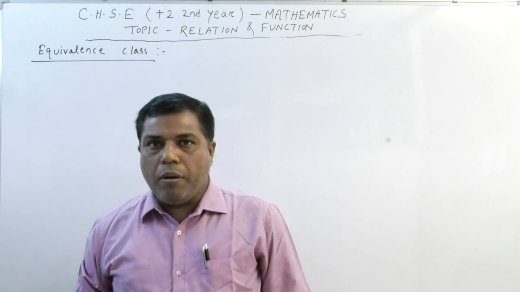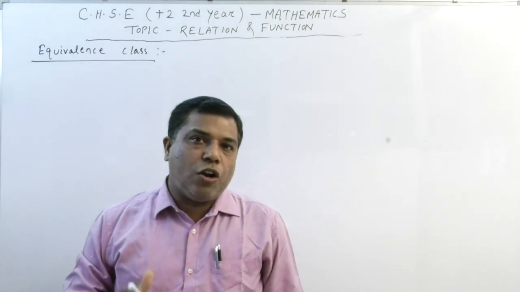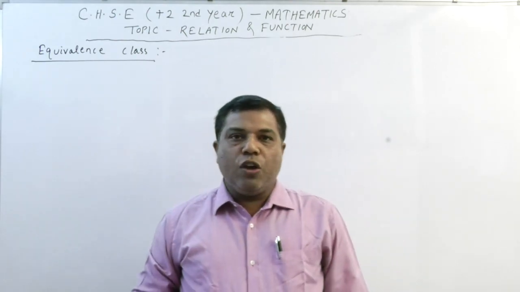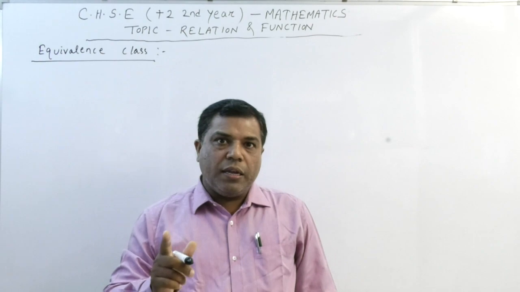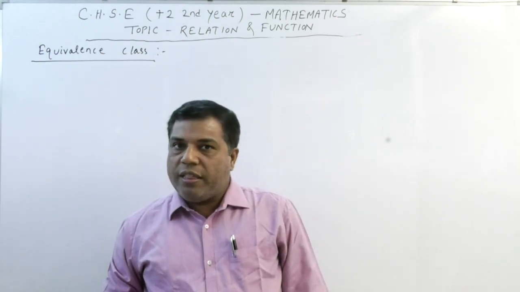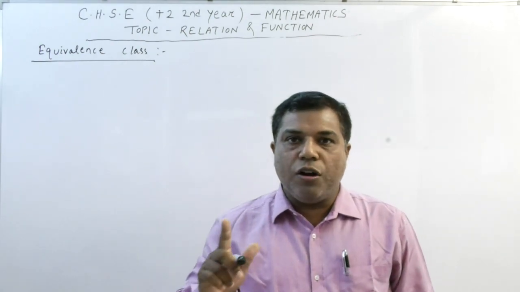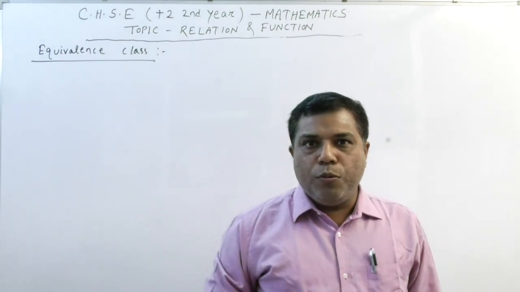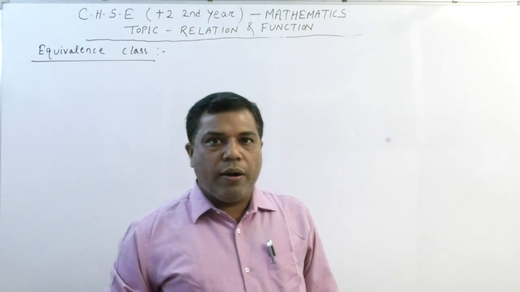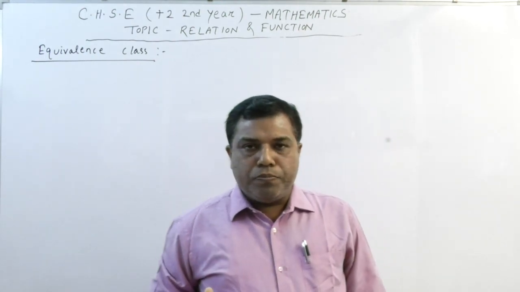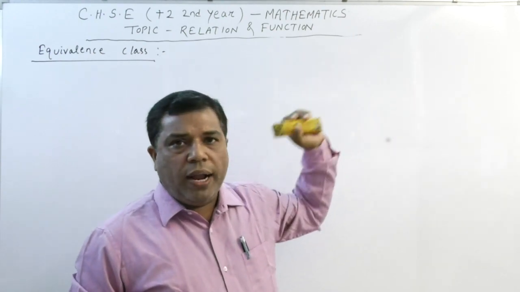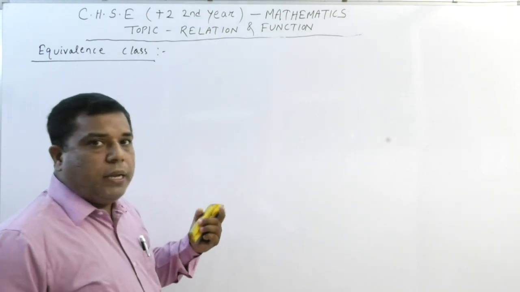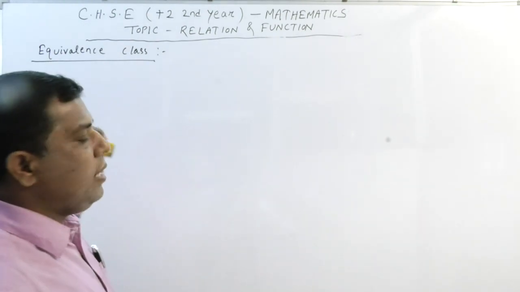But one thing remember, equivalence classes are obtained from an equivalence relation. If equivalence relations are not there, then equivalence classes cannot be obtained. Okay, so first of all, again we move to the equivalence relation. We are going to find an equivalence relation, and from there we will check how to obtain the equivalence classes.